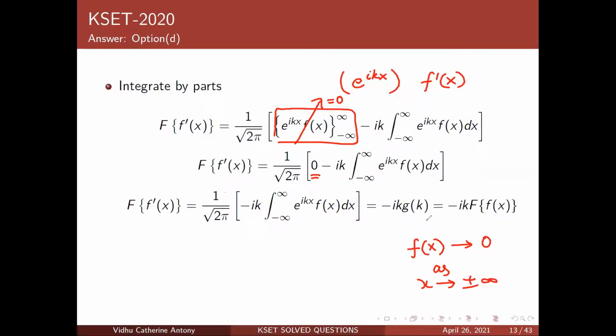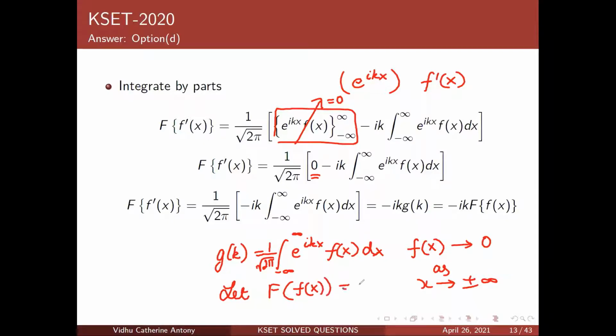And what do you have finally? This is basically g of k that we assigned, which is 1 divided by root of 2 pi, integral from negative infinity to infinity, e to the power of ikx f of x dx. We assumed that before. We said let the Fourier transform of f of x be equal to g of k. We said that before. So that's what's here.